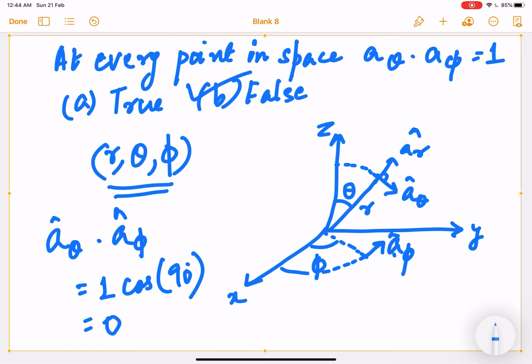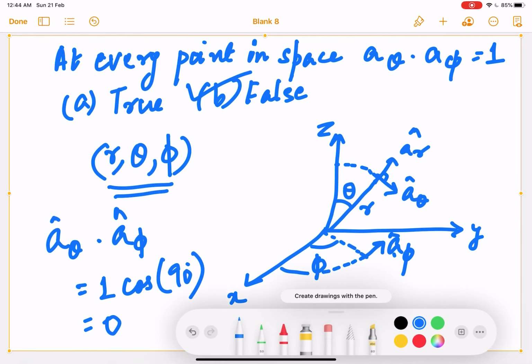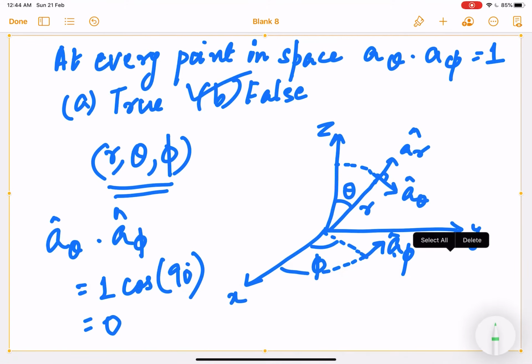This is a very easy question and you all must answer it. But one thing I want you to understand is that these concepts about directions should be very clear in your head. So this is A phi cap, this is A r cap, and this is A theta cap. But they are all mutually perpendicular.